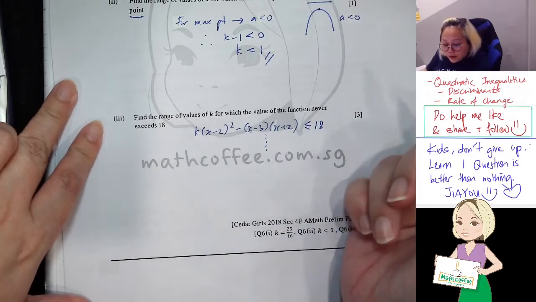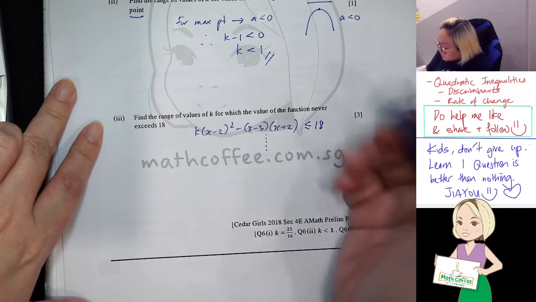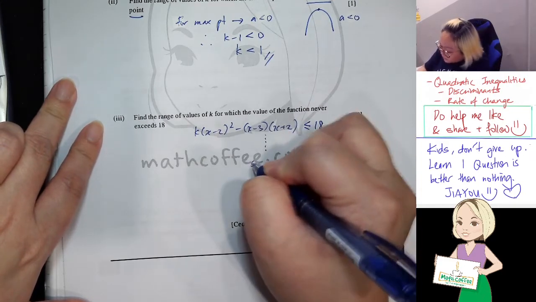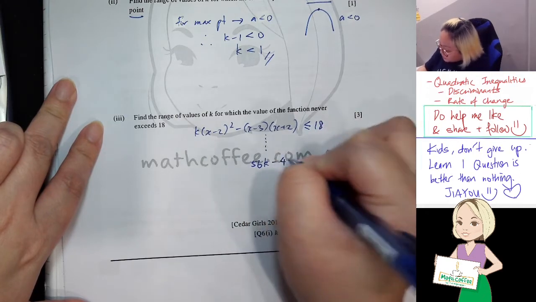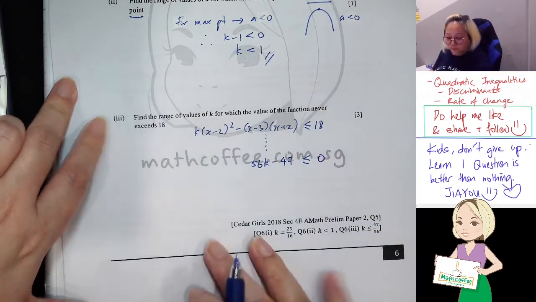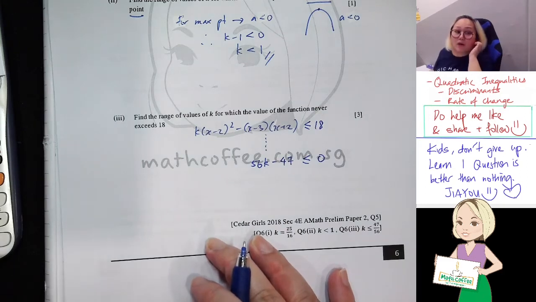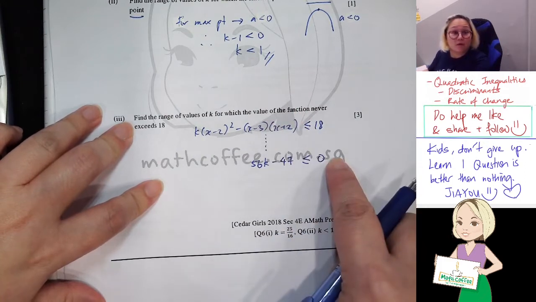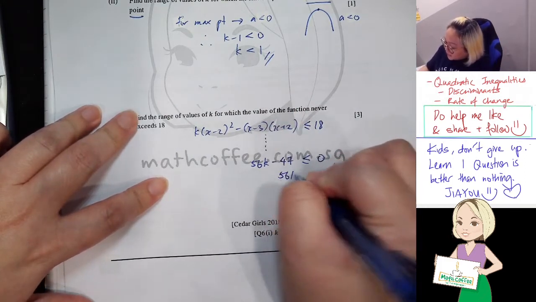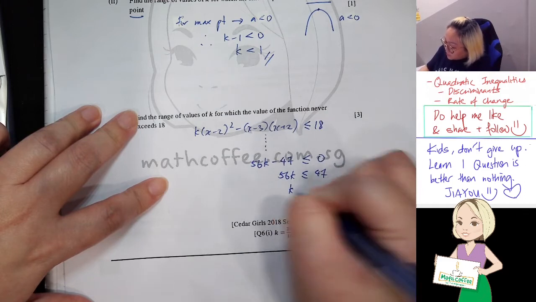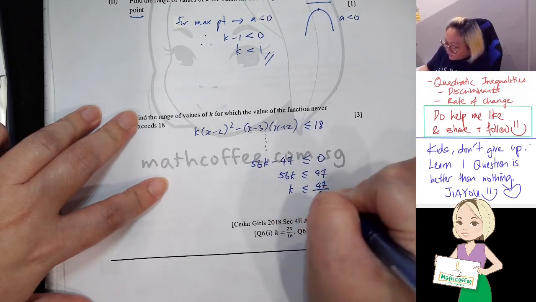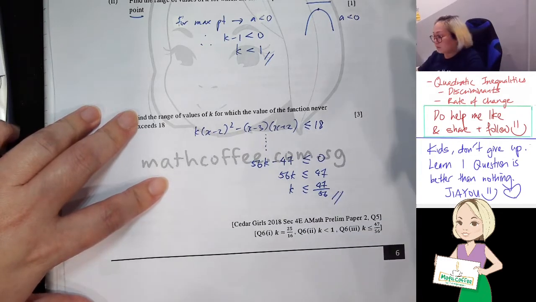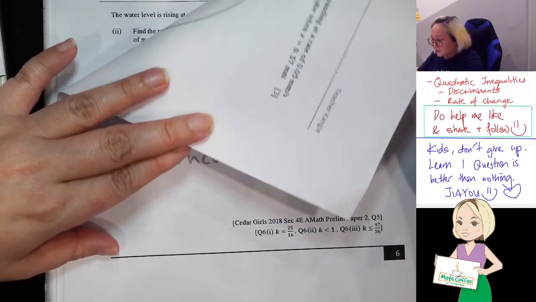I will end up having 56k minus 47 less than or equal to 0. So actually what you need to do is just rainbow, expand, and then bring the 18 over, make the right hand side 0, that's all. So 56k is less than or equal to 47, so k is 47 over 56. And that's the answer. This is Sec 3 AMath.